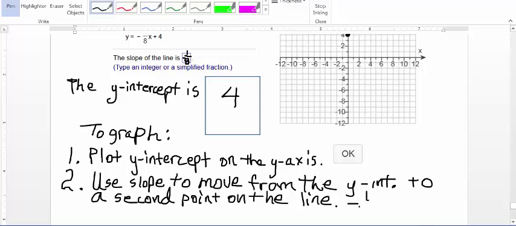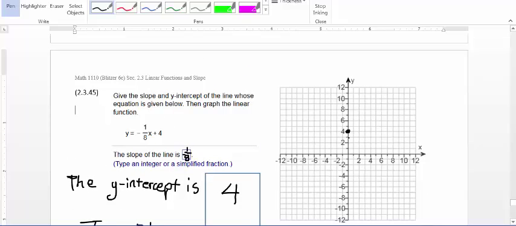Now this line has a slope of negative 1/8, which you can think of as negative 1 over 8 or positive 1 over negative 8. If you think of it as negative 1 over 8, from the y-intercept you move 1 unit down and then 8 units right. Or if you think of it as 1 over negative 8, from the y-intercept you move 1 unit up and then 8 units left to get to your second point on the line.